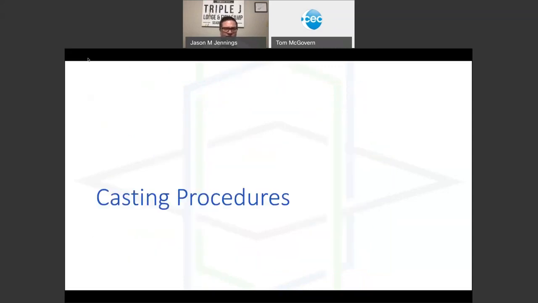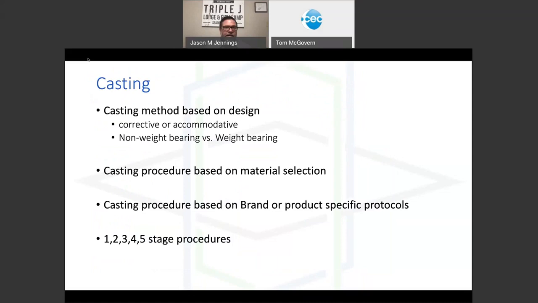Now let's talk a little bit about the casting procedures. I think there's a lot of different casting methods. Some are based on the design of the orthosis. Some methods are designed for corrective. Some are designed for accommodative designs. Some methods are non-weight bearing. Some methods are weight bearing.